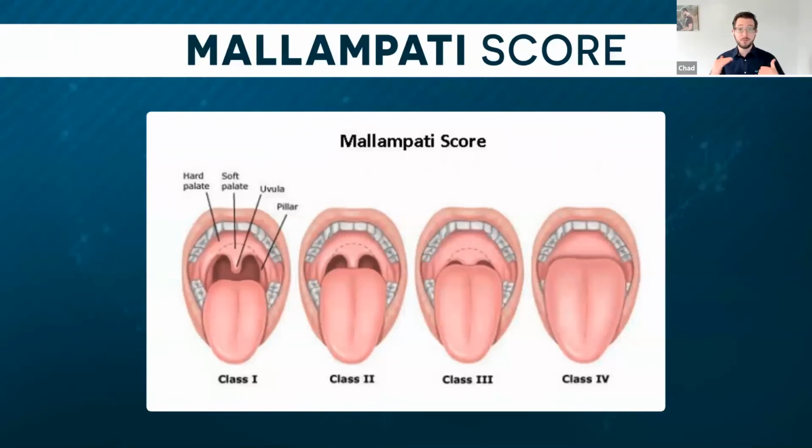That's very important. We're not checking for infection in the back of the throat. We're checking on the distance from the base of the tongue to the soft palate. Now, when I talk to our patients, I'm going to share with you what I tell them typically.